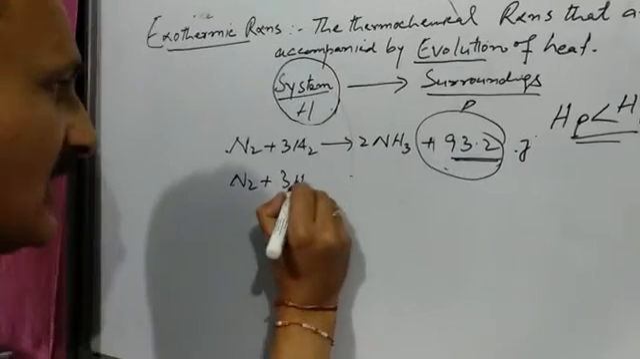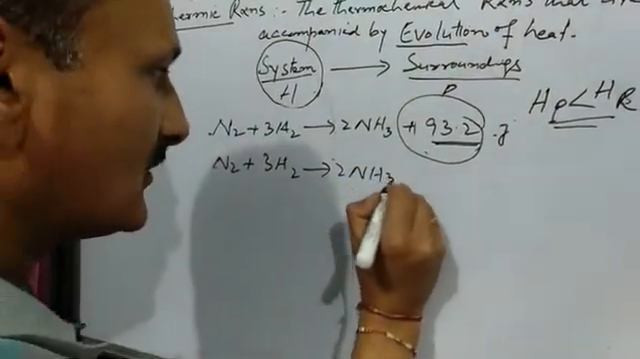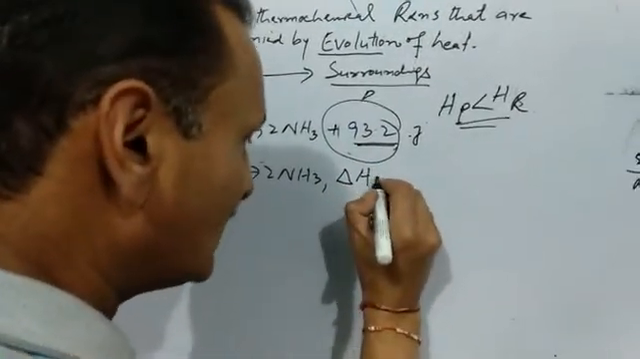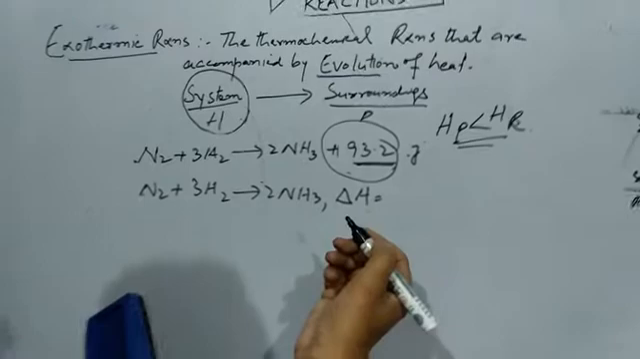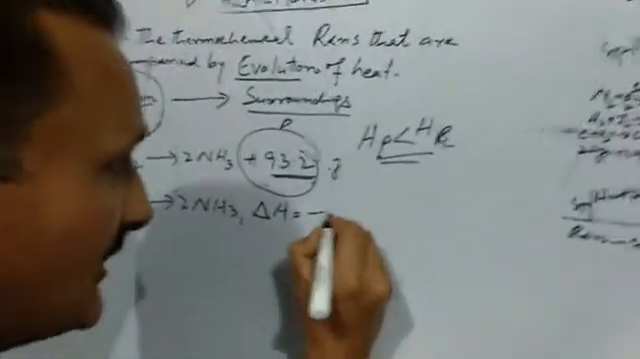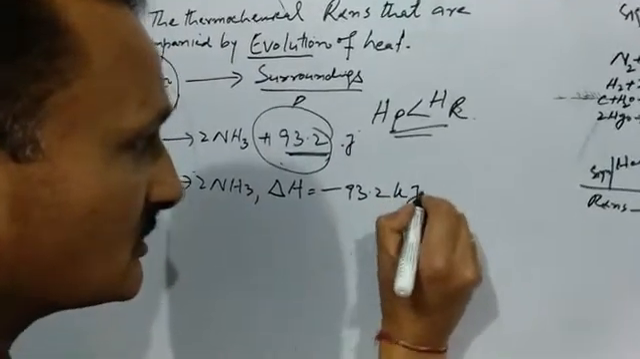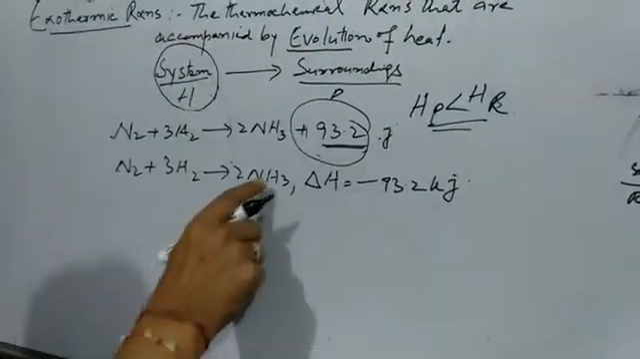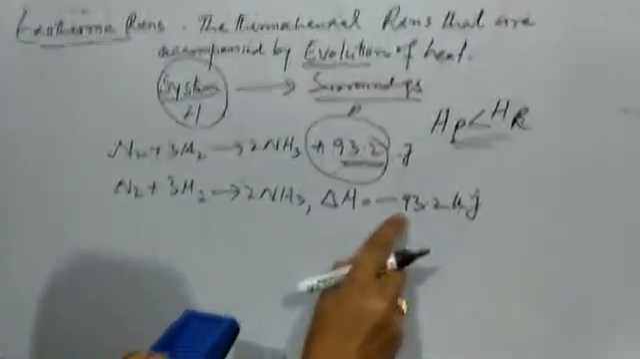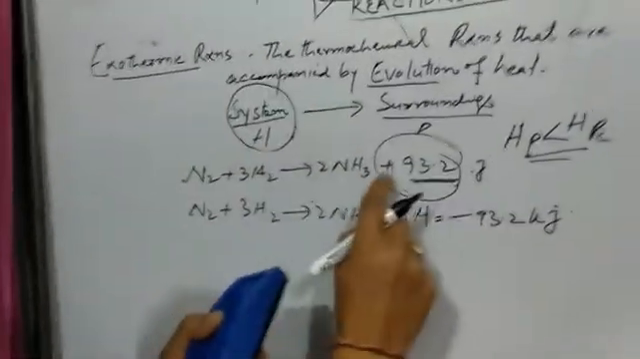Nitrogen plus hydrogen gives twice ammonia. Now I will write this reaction in terms of delta H. Now delta H means change in heat. That is negative. Now this sign will not be positive. This will be minus 93.2 kilojoules. So this is another way of writing this reaction. If we write in terms of delta H, then the sign will be negative. If we just give a sign with the reaction, that will be positive.